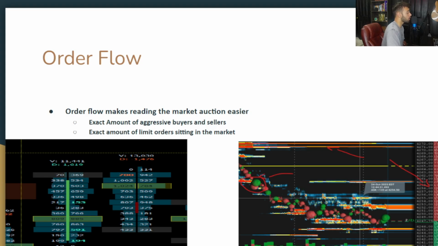Now, again, there are other tools you can use to read order flow. You can use a footprint chart, depth of market, times and sales, and level 2. Whatever it is, man, they all tell you the same information in different visually appealing ways, right? But remember, order flow makes reading the auction so much easier, right? It gives you the exact amount of aggressive buyers and sellers, and it gives you the exact amount of limit orders sitting at specific price points in the market.